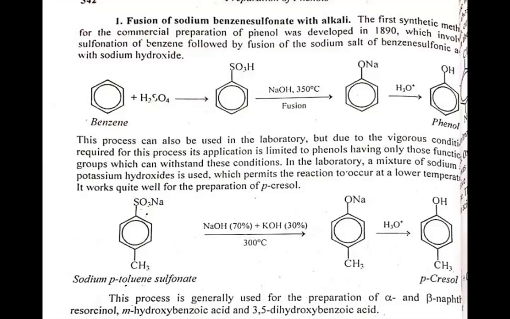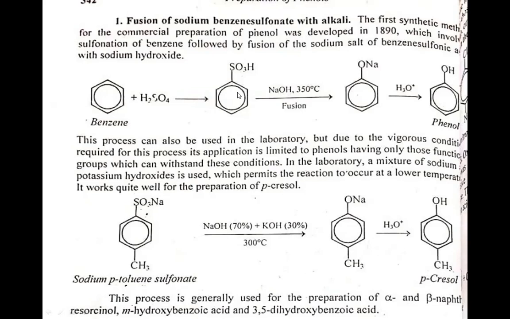Now, in this method, first of all, we will prepare benzene sulfonic acid, and this benzene sulfonic acid is prepared by sulfonation of benzene. And sulfonation of benzene is carried out when we treat benzene with concentrated sulfuric acid at almost 80 degrees centigrade. Benzene is converted into benzene sulfonic acid. Now, this benzene sulfonic acid on treatment with sodium hydroxide at 350 degree centigrade, first this is converted into sodium salt of benzene sulfonic acid.